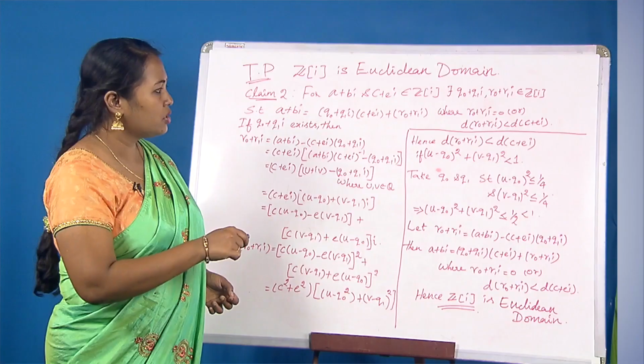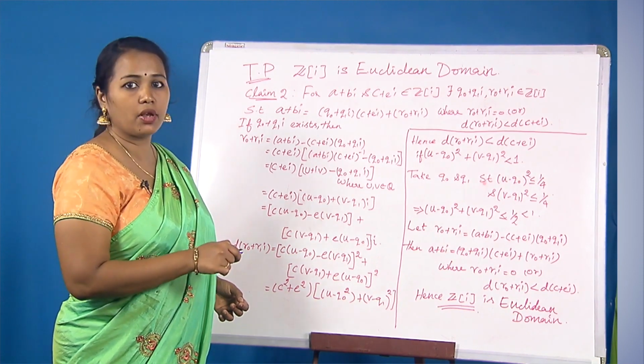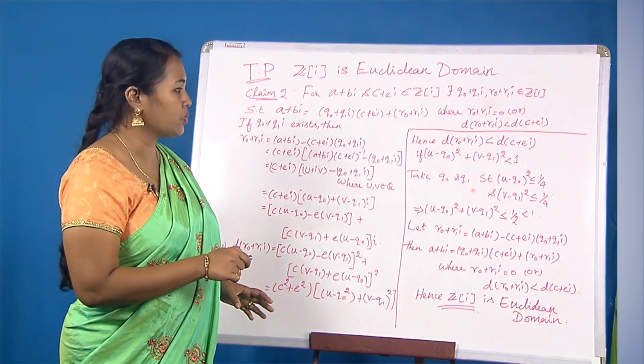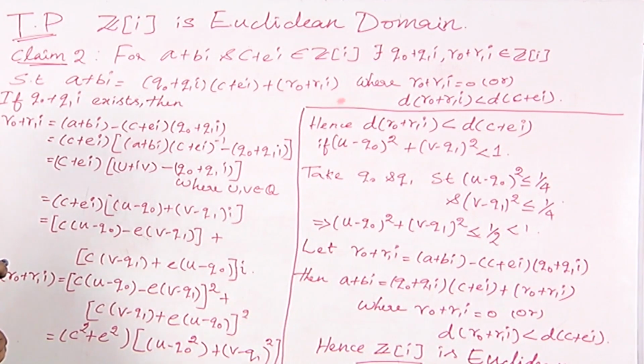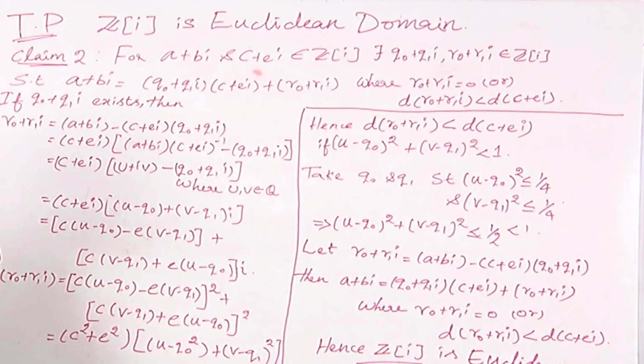Now we have spoken about q naught and q1. We have chosen this q naught and q1 in a specific manner also. Now we are left with only r naught and r1. So r naught plus r1 i can be written as, if you take this term here, when you bring all the other terms to the left hand side, you are left with this.